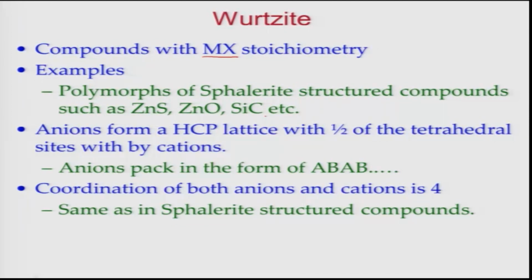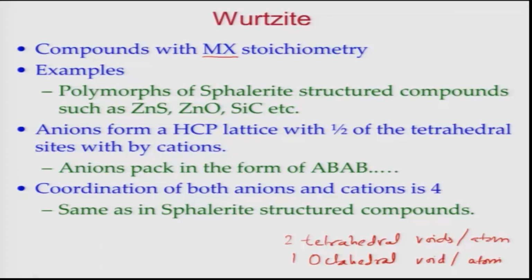So, in this case, anions form a hexagonal close packed lattice. If you have a hexagonal close packed structure, you are going to have two tetrahedral voids per atom, and you are going to have one octahedral void per atom within the unit cell. So, the radius ratio, Rm by Rx, is between 0.225 and 0.414 by and large in every case. This ensures that cations occupy the tetrahedral sites.